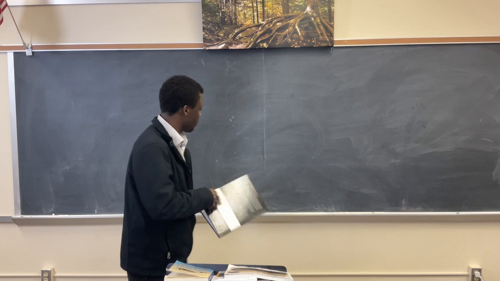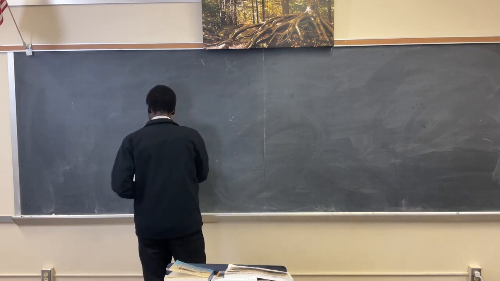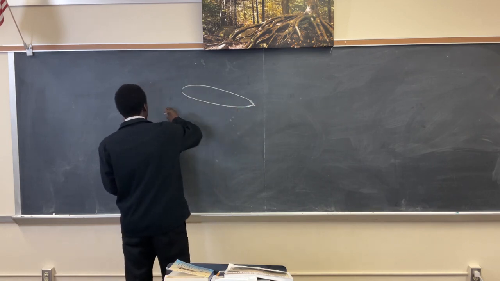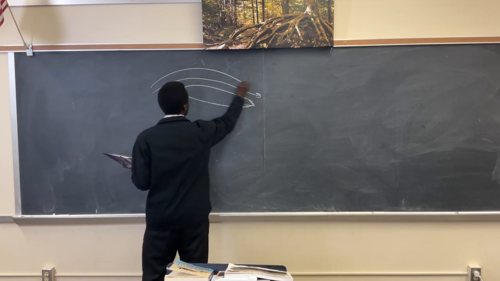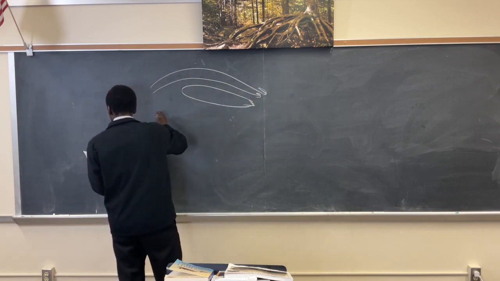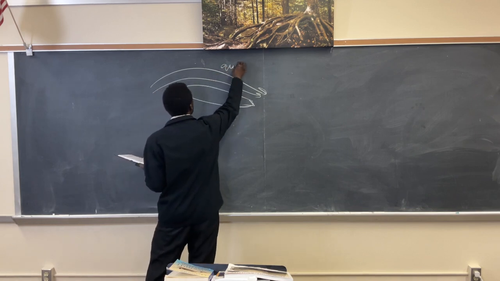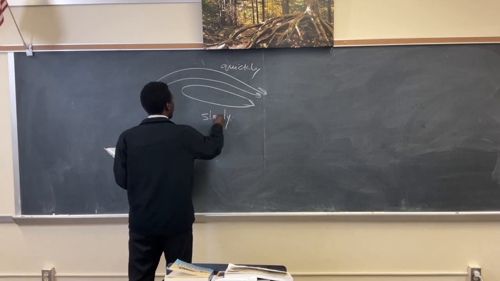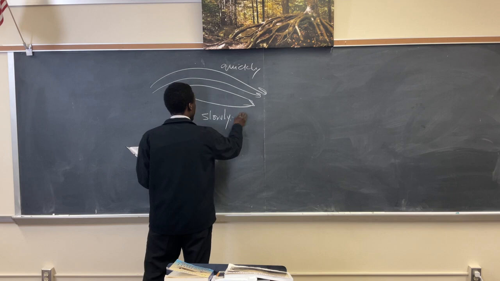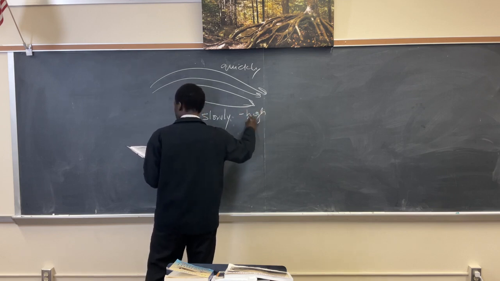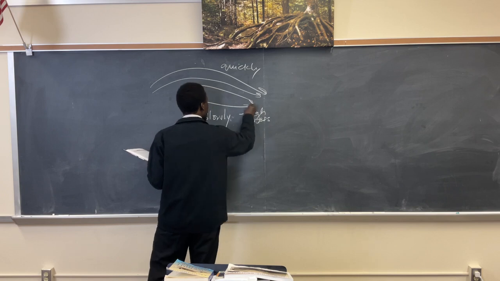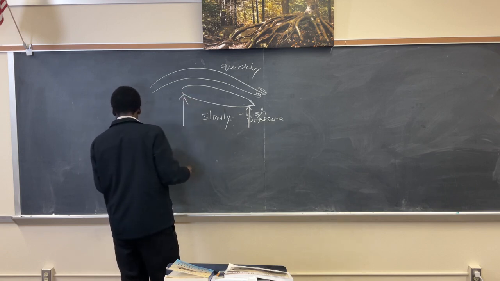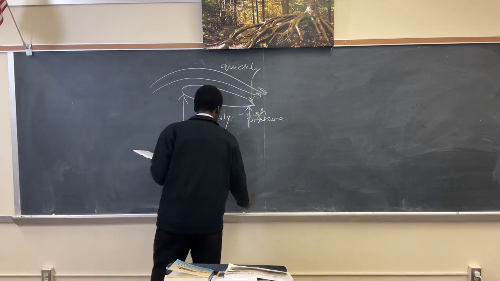So, let's draw a picture here. If you have this diagram, okay, we have a diagram here, and we have air moving quickly, okay, and we have air moving slowly, and there's high pressure here. So there's high pressure here because of the air moving slowly. And there's low pressure here because of the air moving quickly.